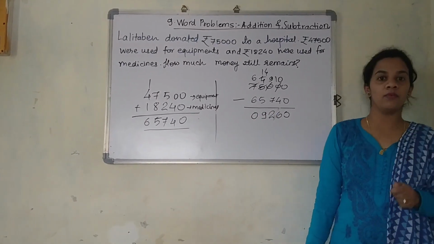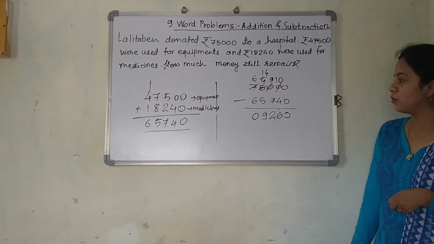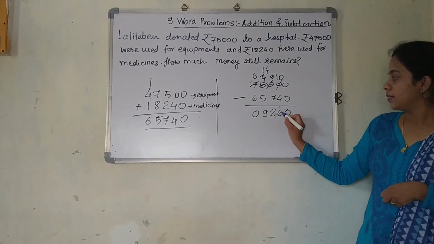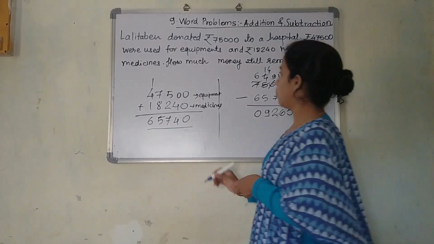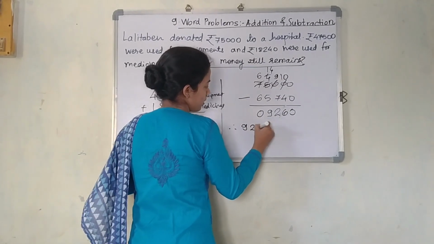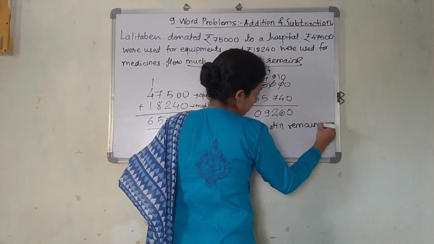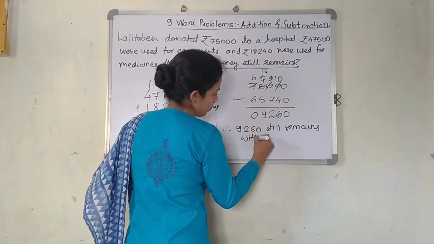So how much money was left with that particular hospital right now? Yes, it was 9,260. So the main question is what? How much money still remains? 9,260 still remains with the hospital.